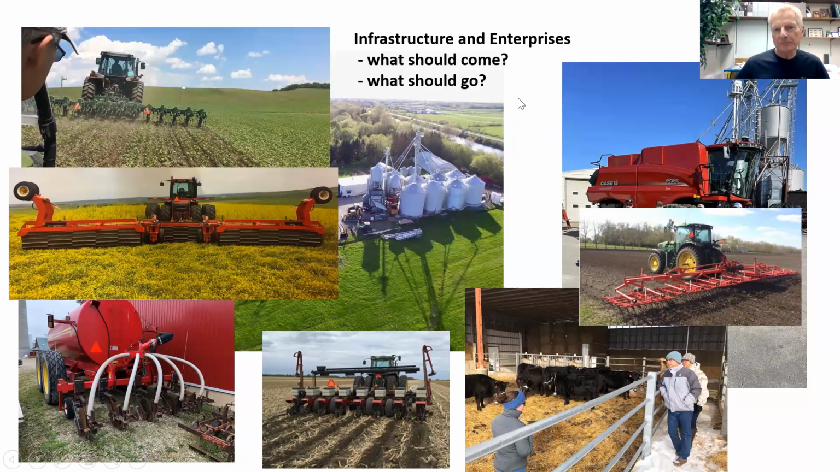A question that we need to ask ourselves when we think about our infrastructure resources is, what should come? What new things do we need? Like, for example, this roller crimper crimping sweet clover. And what should go? Should we get rid of the field sprayer? Maybe we will be spraying something on an organic farm. So these are questions that we need to ask ourselves, and we'll be talking a little bit more about this later.